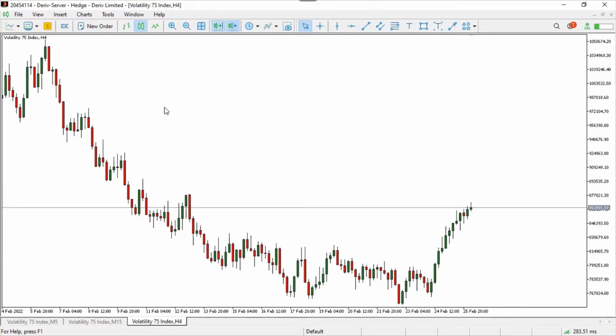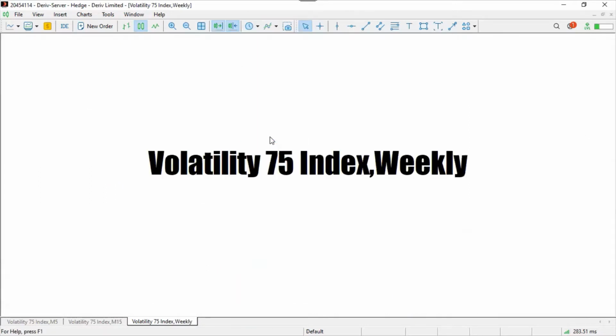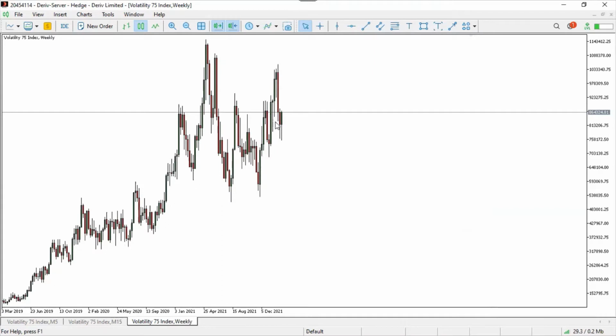Immediately you open your chart, you go to a higher time frame. That's what we call top-down analysis. Something like the weekly time frame. You go to the weekly time frame. What you are after when you are looking at all this is that you want to see where the market currently is, and you will see that the market is currently around this place now.